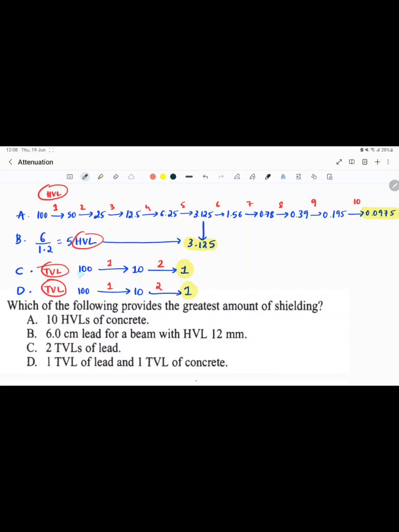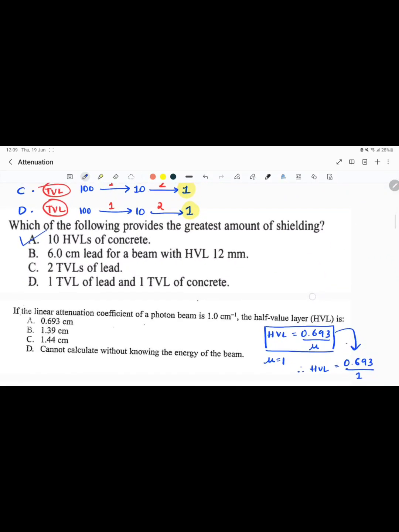And option C, TVL, where 100% is reduced to 10% with one TVL, and with another TVL, 10% of the 10 is 1. So it reduces to 1. With option D, 1 TVL of lead and 1 TVL of concrete, if you add both the TVLs, it again reduces to 1: 100 to 10 and then 10 to 1 with 2 TVLs. Okay, so among the given options, the greatest amount of attenuation is provided by option A. Right. The second question.